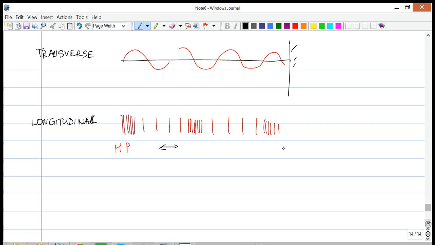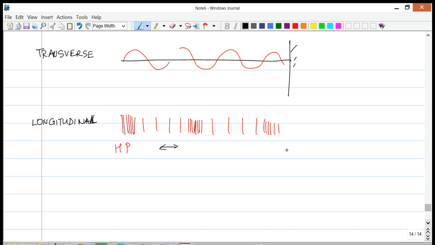Now, it's not that every wave has to be either transverse or longitudinal. There are times when waves will be both. In the case of an earthquake, the wave that travels is going to be both longitudinal as well as transverse. The waves in water are also both longitudinal as well as transverse.